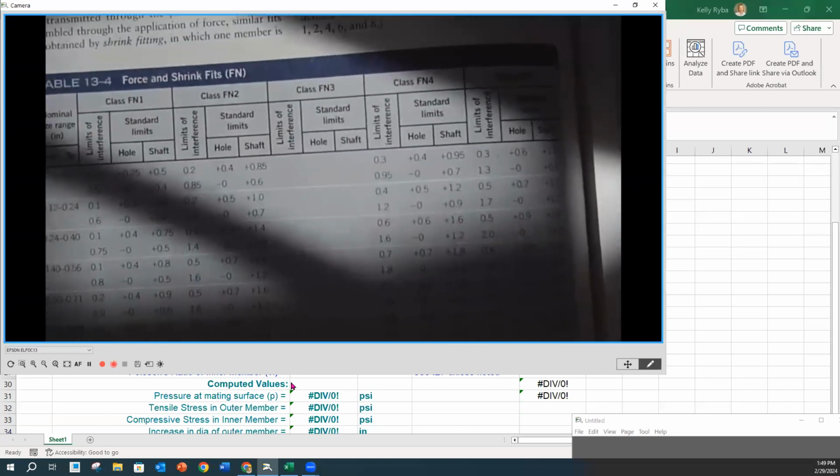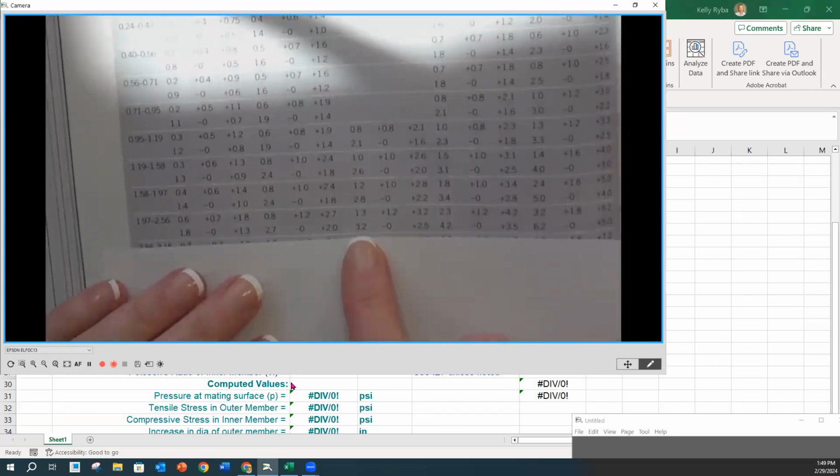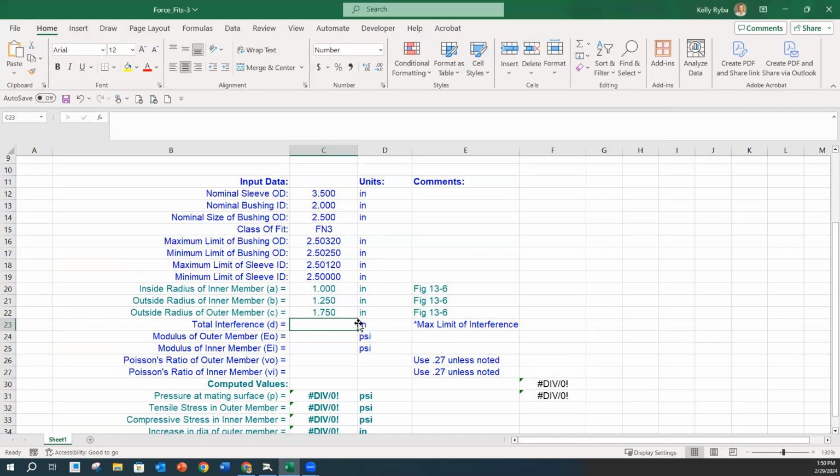So if we go up to the top here, this is our limits of interference. It's getting sunny here, I guess. And my larger value is the 3.2, or 0.0032. There we go. Okay.